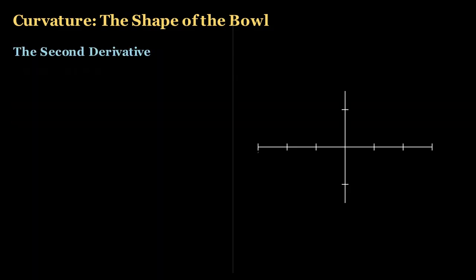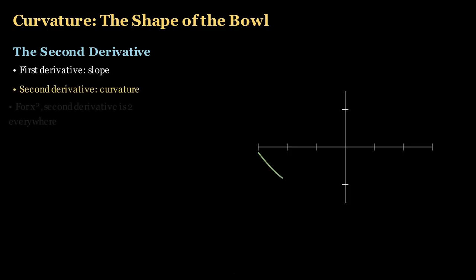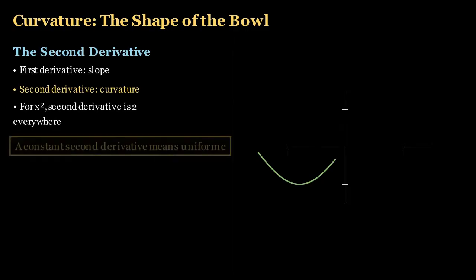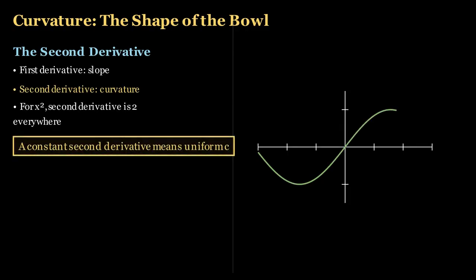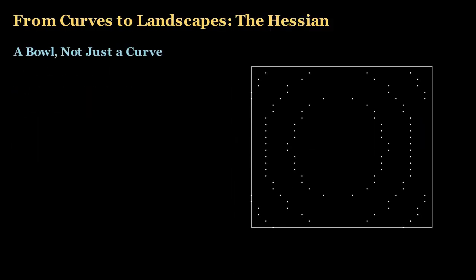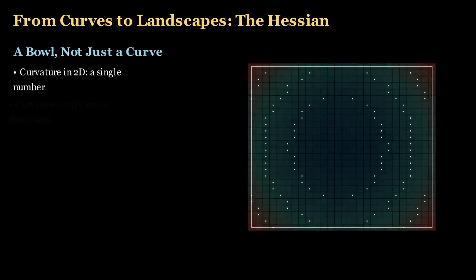The slope of a curve is its first derivative. The rate at which that slope changes, its curvature, is the second derivative. For our parabola, that curvature is constant too, meaning the bowl has the same tightness everywhere. We just saw curvature on a single curve.